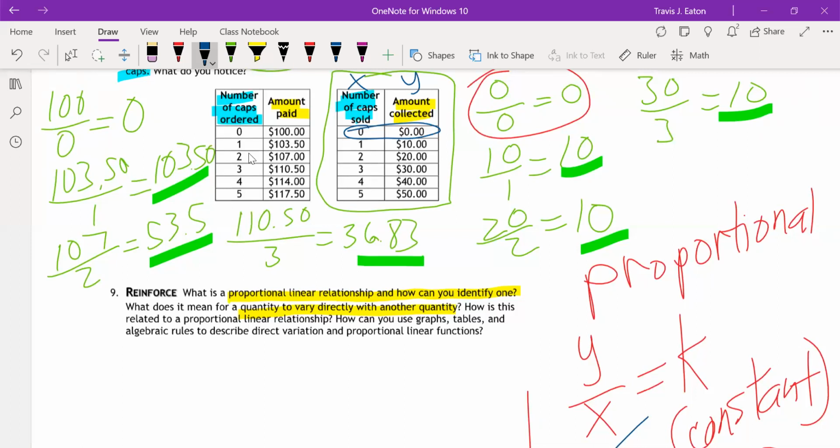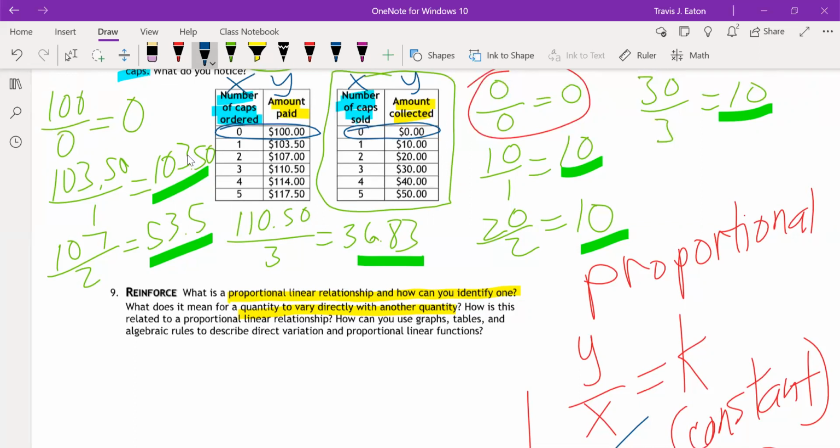Now notice on the one on the left, it does not pass through 0, 0. The y-intercept is 0, 100. And we also do not have the same value when we divide our y by our x.